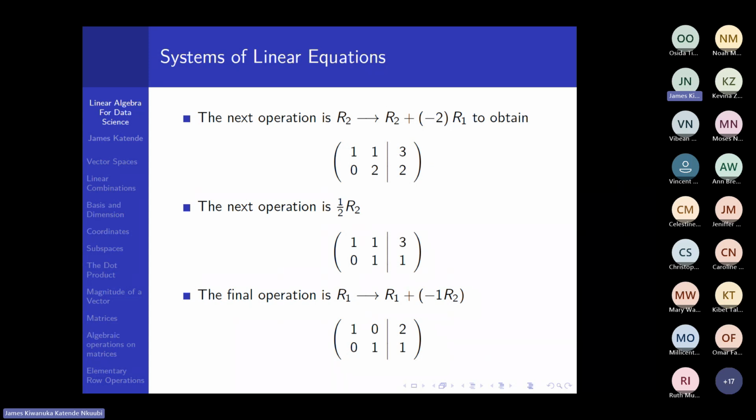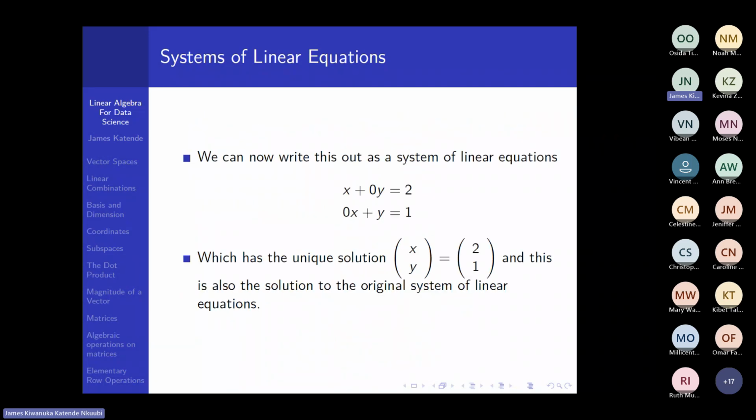So this gives you a new system of linear equations, which we are going to write out. So the coefficient for the first equation now will be 1 for x and 0 for y. The second equation, the coefficient will be 0 for x and 1 for y. Then the values for the right-hand side will be 2 and 1 as listed there.